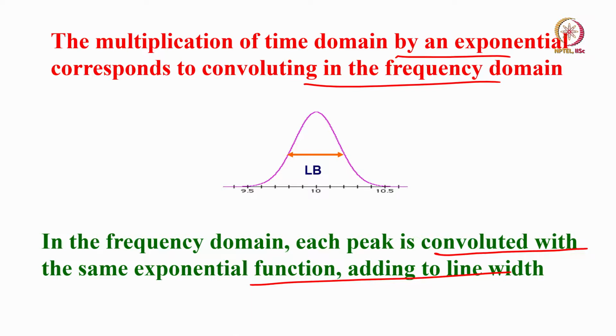If there are 10 frequencies present, and you multiply by an exponential function in the time domain, then each of these is multiplied by that particular exponential function we give. That means in the frequency domain each of these peaks is convoluted by the same exponential function. The line width will be uniformly added up. It is not differential. If there are 10 peaks and I multiply with an exponentially decaying function of 2 hertz, the line width is added, 2 for this, 2 for this, 2 for this. Each peak in the spectrum will become broader by the same amount.